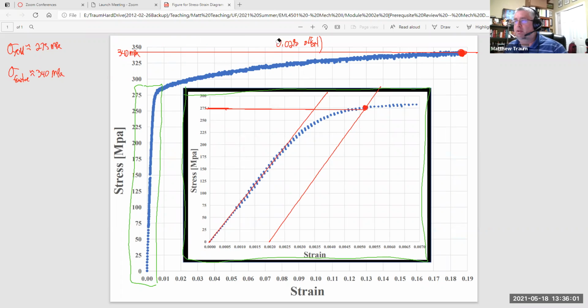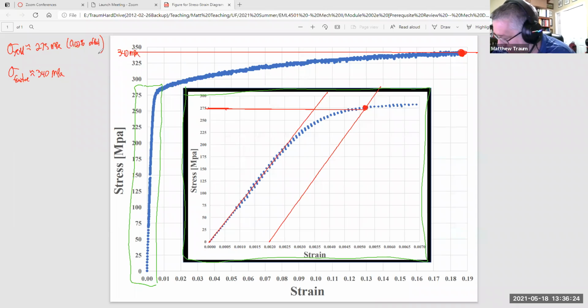Okay, I think we're good so far. Okay, let me get back to my pen. And this, by the way, again, is using the 0.02% offset method. Okay, the third question. No, sorry, this is the fourth question, right?